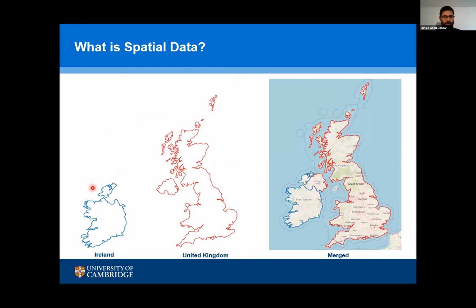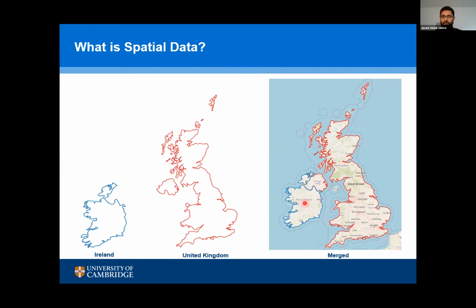So here we have two boundaries. One boundary is for Ireland and another boundary is of the United Kingdom. Now we want to make sure that our boundaries are falling on their correct location on the surface of the Earth and also in correct locations relative to each other. So when both of these boundaries are registered to the same coordinate system and merged together, we can see that these are falling on the correct location and also in correct relative location to each other on the surface of the earth, right?